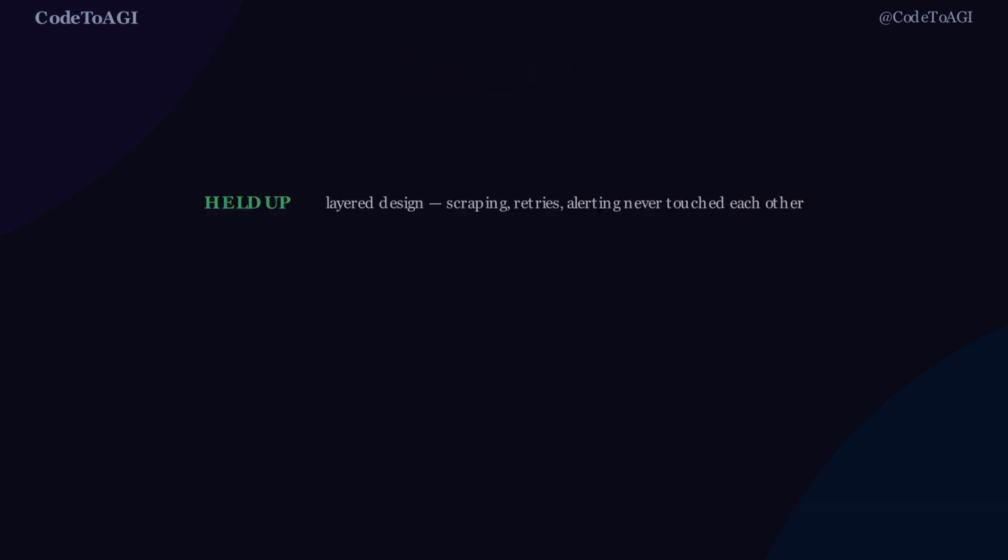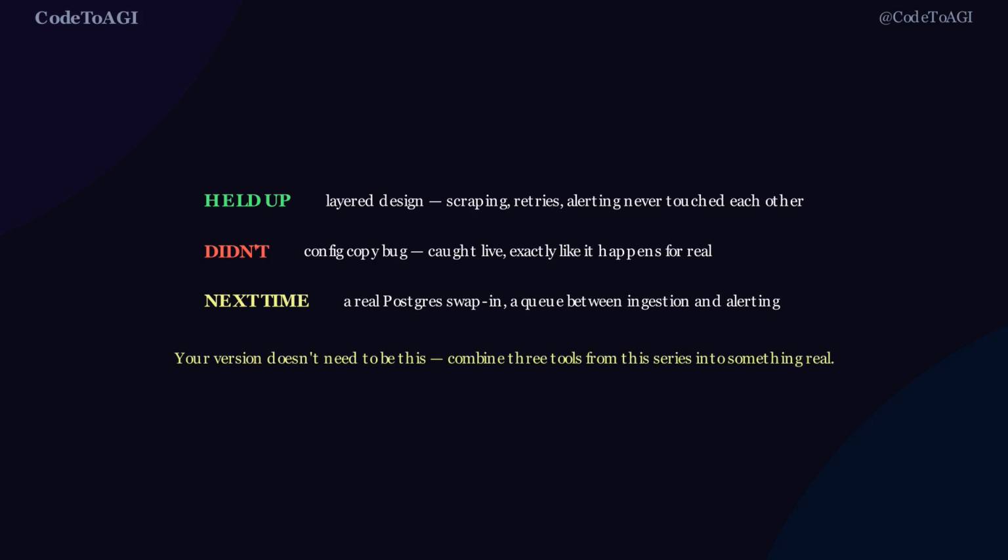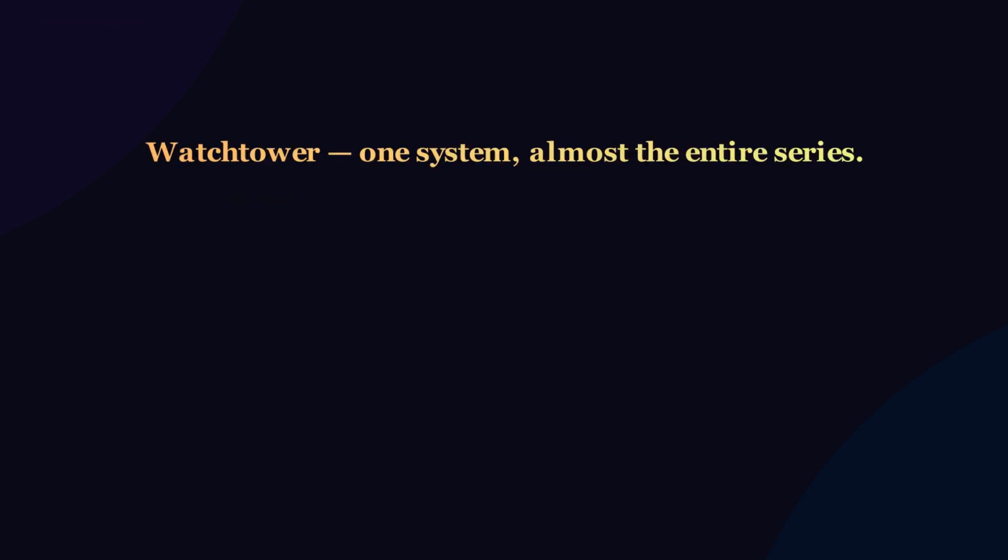Every real system gets a postmortem. So does this one. What held up: the layer design meant the scraping fallback, the retries, and the alerting never touched each other's code. What didn't? The config copy bug, caught live exactly the way it happens in real projects. What I'd change with more time: a proper Postgres swap-in, and a queue between ingestion and alerting. Your version doesn't need to be this. Pick 3 tools from this series and combine them into something real. That's the actual exercise. That's Watchtower, one real system, almost the entire series working together.